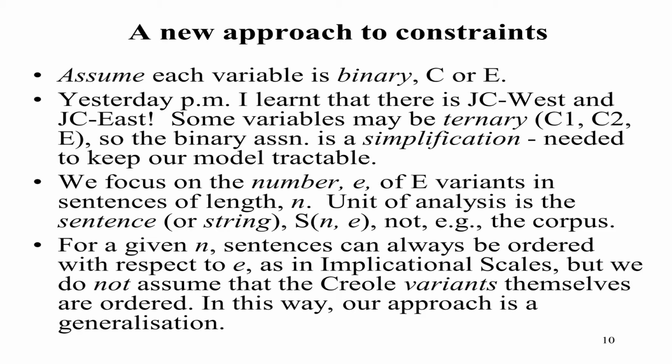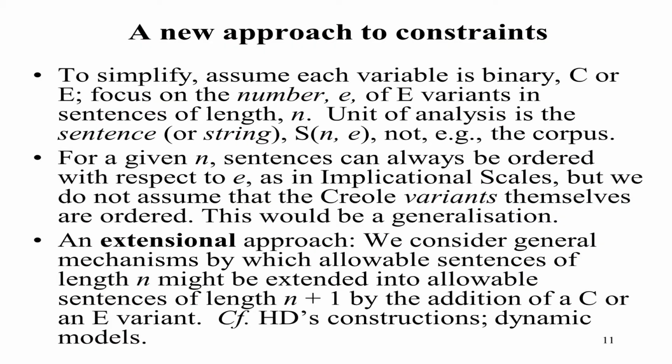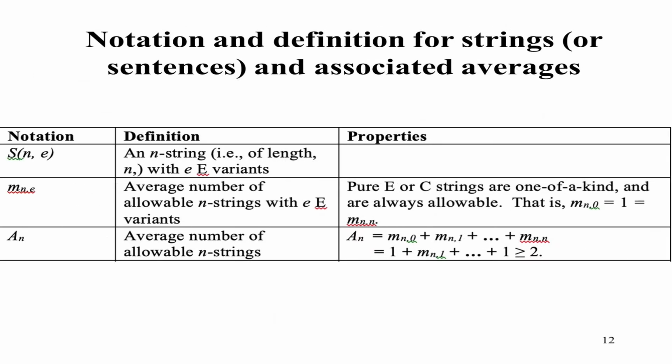So, notation: S for sentence or string, of length n, and in any string, E is the number of English variants. M is going to be the average number of n strings, which is a string of length n, with little e English variants. And then if you want the average number of n strings, you just add up all of the M n sub e for e going from 0 to n. So that's just some notation.